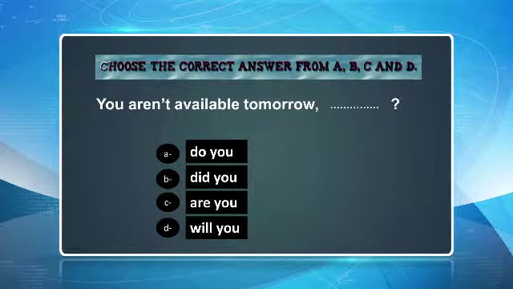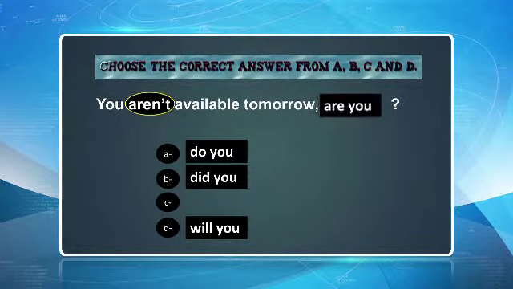Now to know what kind of answer to include in this sentence, you have to look at the verb, which is aren't. And remember that the verb stays the same in the question tag. So based on that, the answer would be, are you? Exactly. You aren't available tomorrow, are you? So we include the same verb, and the question tag is usually positive if the statement is negative, which is what we can see here.